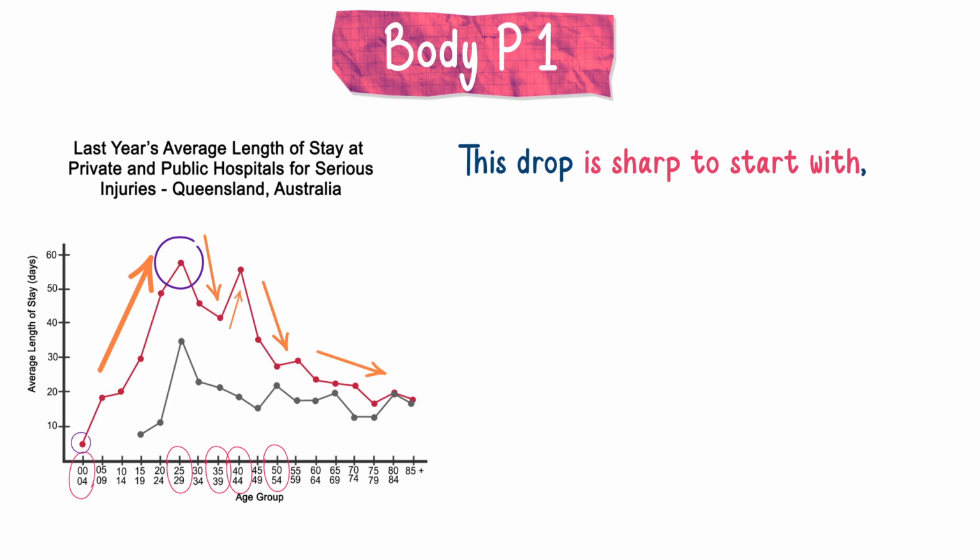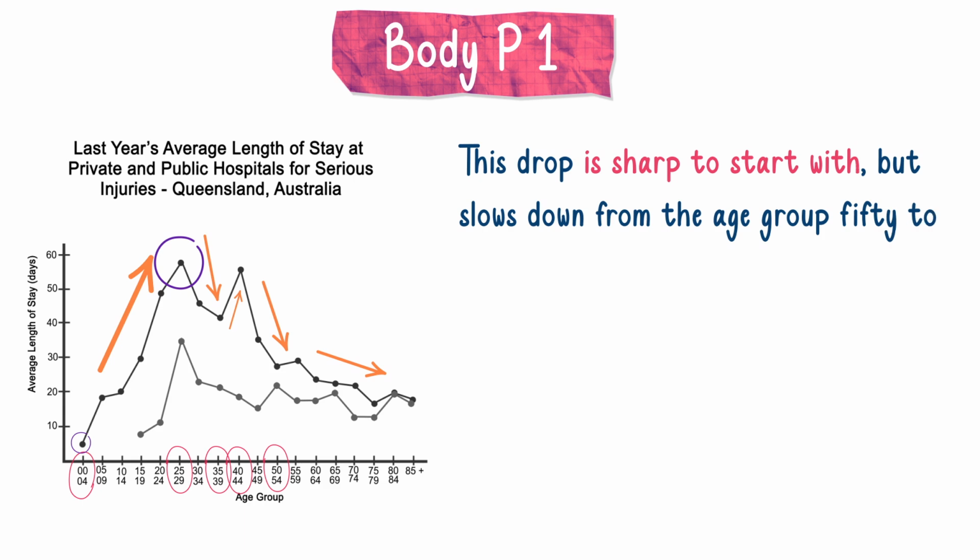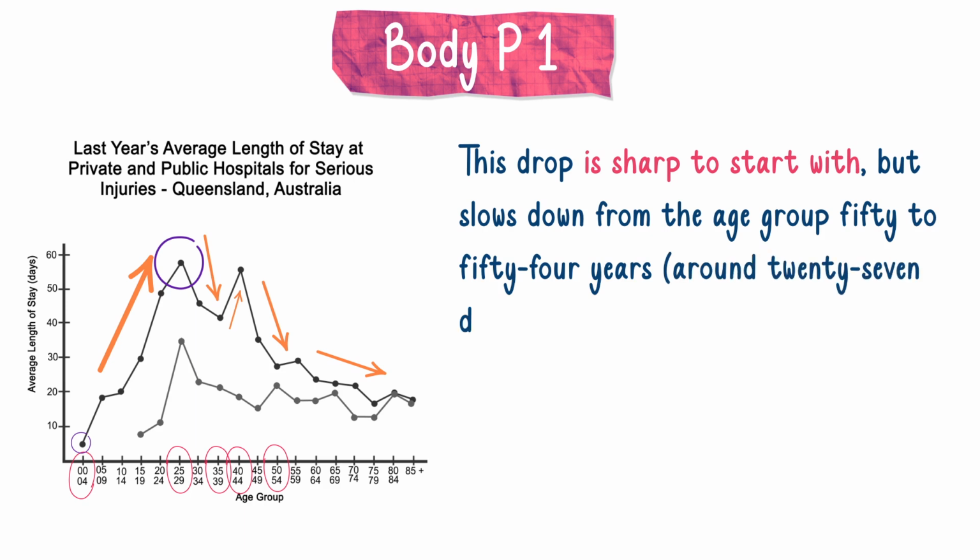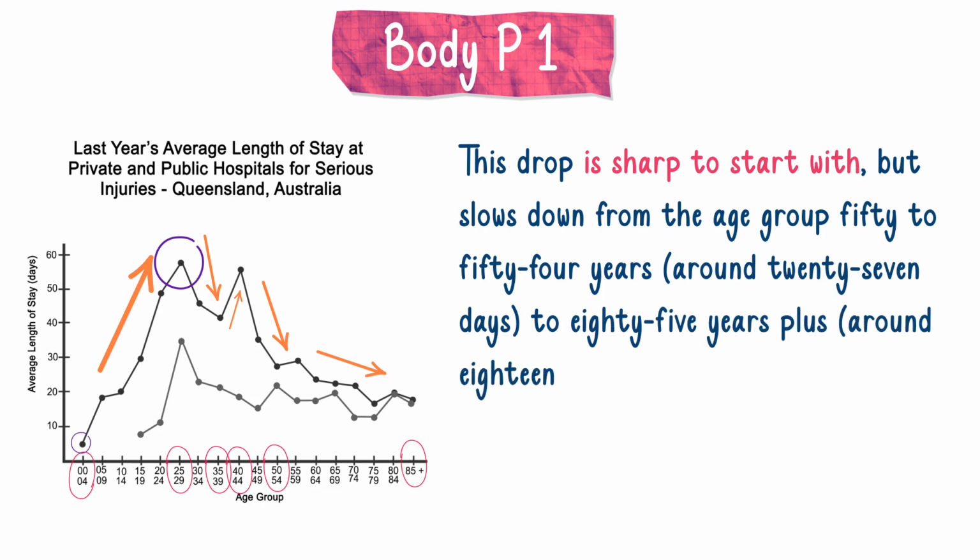Right. So I repeat this sentence again. This drop is sharp to start with, but slows down from the age group 50 to 54 years, right? Around, and I write this in parentheses, around 27 days to 85 years plus, which is around 18 days.